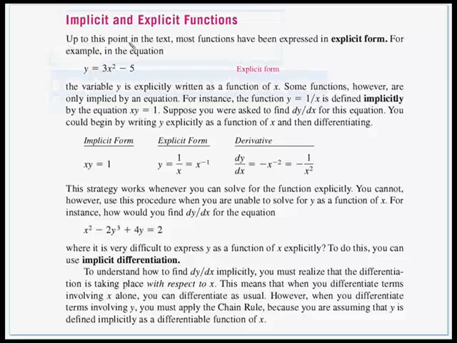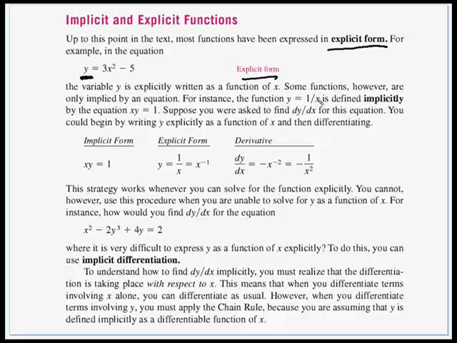So up to this point most functions have been expressed in an explicit form. For example, in the equation y equals 3x squared minus 5, the variable y is explicitly written as a function of x. Again, explicit form is we have y all by itself here on the left, and y is equal to something, and that something is in terms of x. Some functions, however, are only implied by an equation.